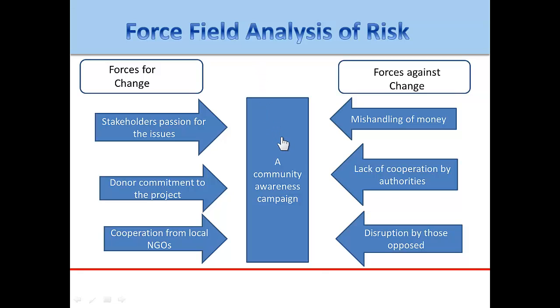This simple example shows that there are forces pushing in favor of a community awareness campaign, like stakeholder passion, donor commitment, and cooperation from local organizations. And there also are forces pushing against the awareness campaign, like mishandling of money, lack of cooperation by authorities, and disruption by the opposition. Several risks could be identified using this tool.